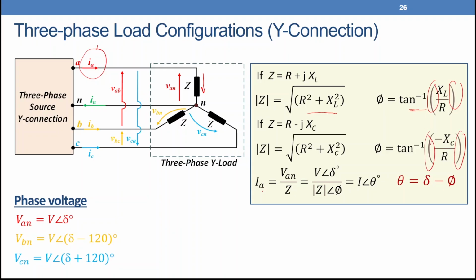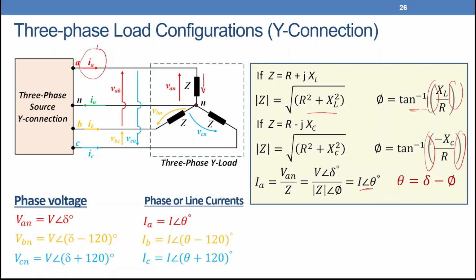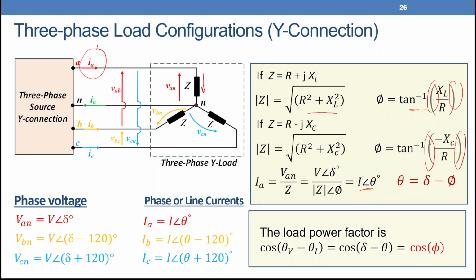So to calculate the current, which is the phase current, it will be the voltage applied to this impedance, V angle delta over Z angle phi, which gives you a certain current I angle theta, where theta equals delta minus phi. So we can write the current now, IA equals I angle theta, without any calculation because the system is balanced. So IB will be I angle theta minus 120, IC equals I angle theta plus 120. So what is the power factor of the load? Cosine of theta V minus theta I, cosine delta minus theta in this case, which is cosine phi, the impedance angle.